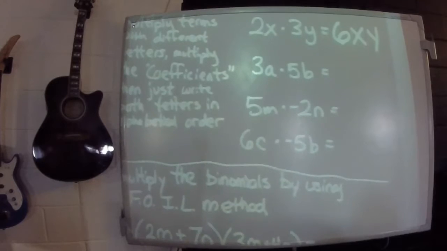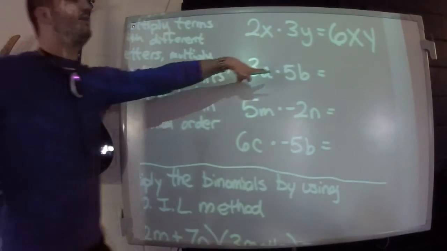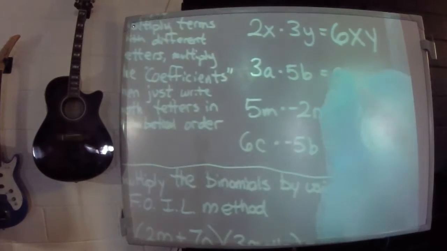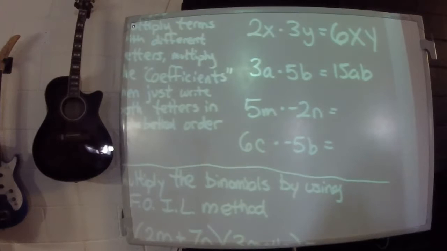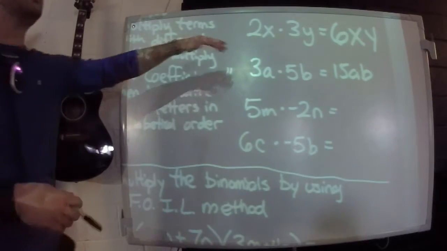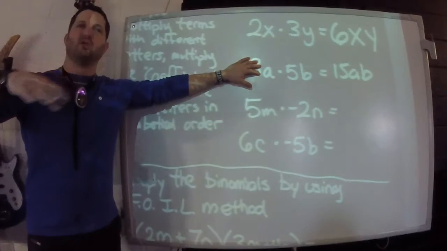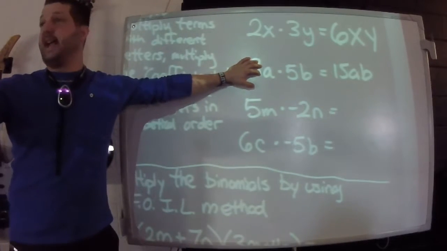Or on this one, you've got an a and a b, so 3 and 5 makes 15, so it's 15ab. Now if you said 15ba, that's not wrong, but just to make good practice, put the letters in alphabetical order. If you're looking at any kind of test, those answers are going to be in alphabetical order. You won't see an answer that says 15ba.